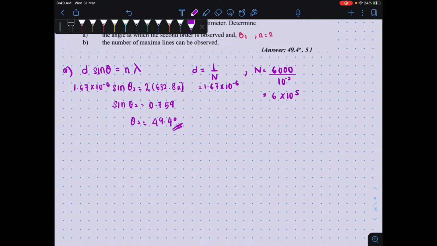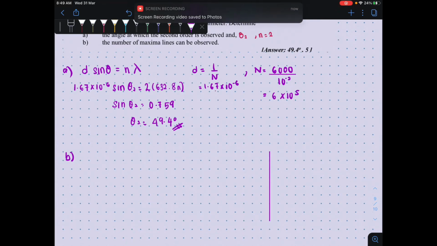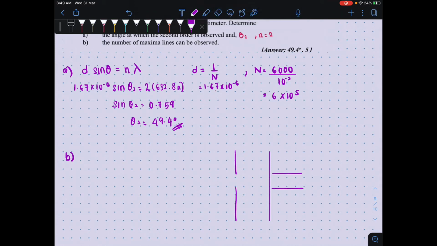Okay, so part B of the question asks to find the number of maximum lines that can be observed. So for you to find the number of maximum lines that can be observed on the screen, you have to first identify how many orders you're going to have. So let's say this is your screen. You're going to have a slit in front here. Okay, so this is your central, right? So at your central here, you're going to have the 0 order maximum. And then you're going to have the next line here, which is the first order. And then you're going to have the next line here, which is the second order.